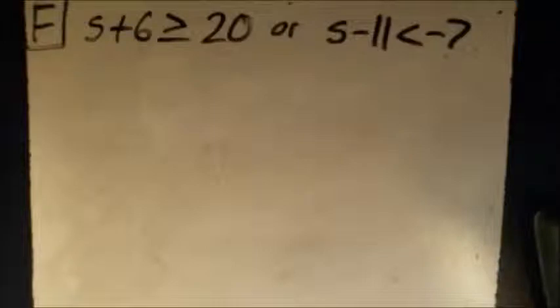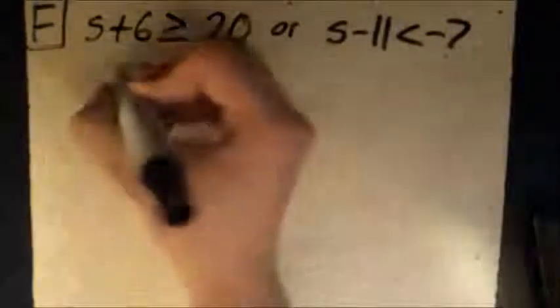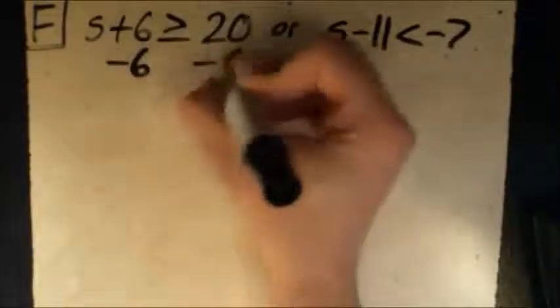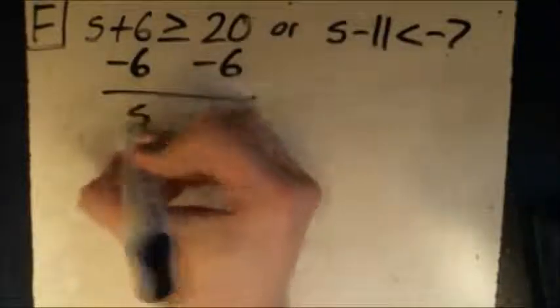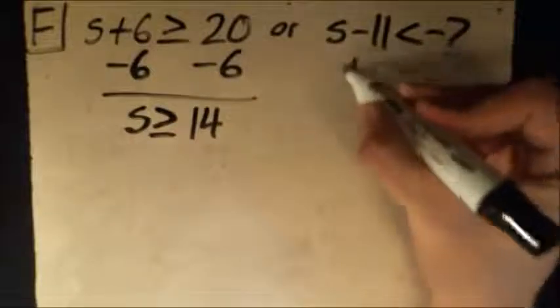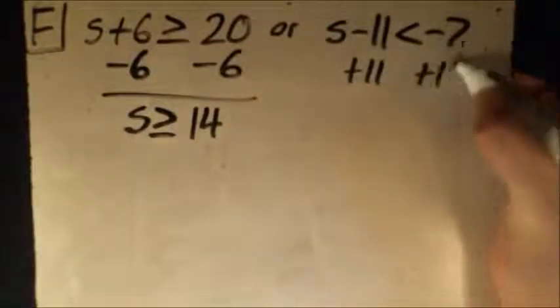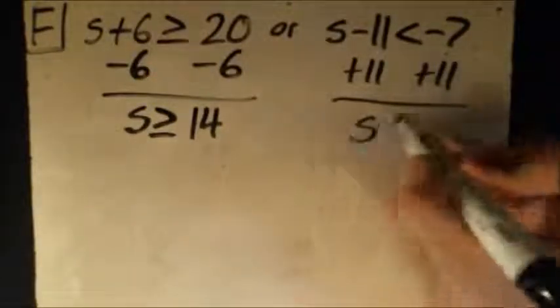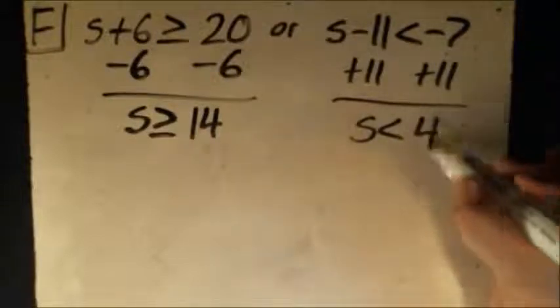All right, so for F, we have s plus 6 is greater than or equal to 20, and s minus 11 is less than negative 7. So, just like before, subtract 6 from both sides. So you get s is greater than or equal to 14. And over here, I have to add 11 to both sides. So I got s is less than positive 4.